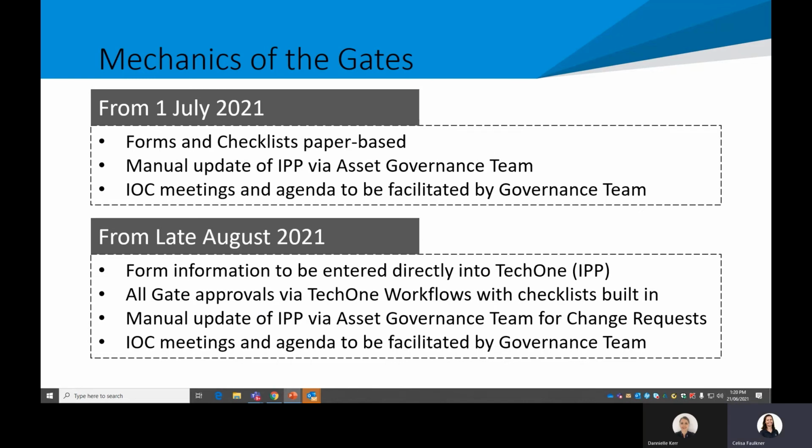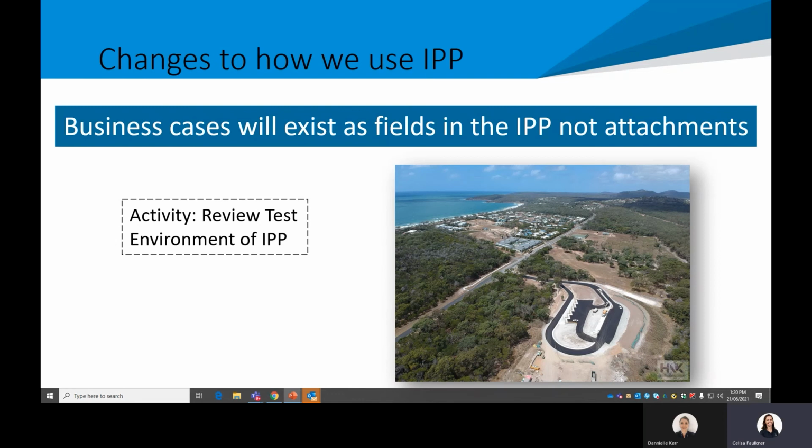IOC meetings and the agenda will still be facilitated by the governance team, and that's really one of those areas where we're writing the procedure with them, but until we start working it out, knowing really what that looks and feels like and what works. So there is a little bit of wait and see with some of this stuff, and being a little bit agile on it. So the key message in all of that, oh, here it is.